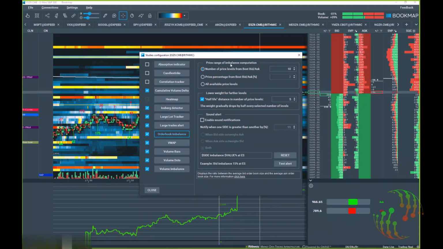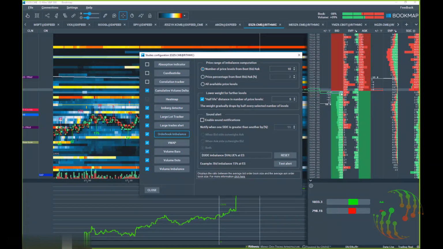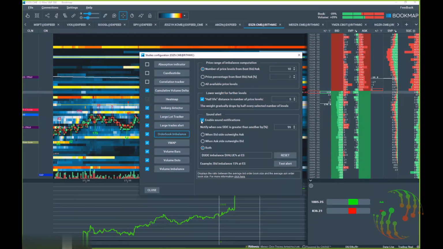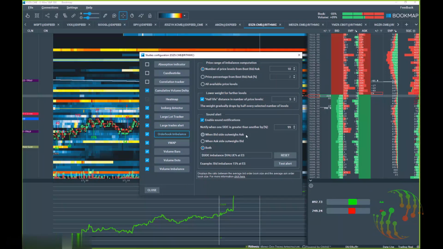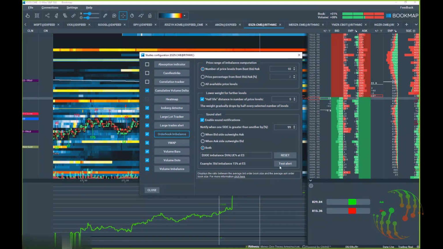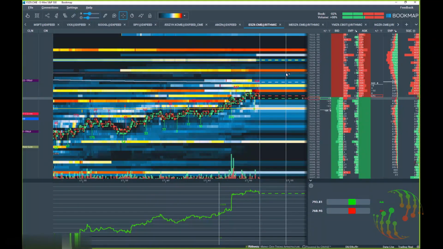So the price range of imbalance computation is first 10. That means I'm looking at the last 10 price levels, weighting the last 5 levels more than the remaining levels. And I can also enable the sound. When the imbalance is bigger than 99% on either the ask or the bid side, for example a bid imbalance of 15%, then I get an alert.